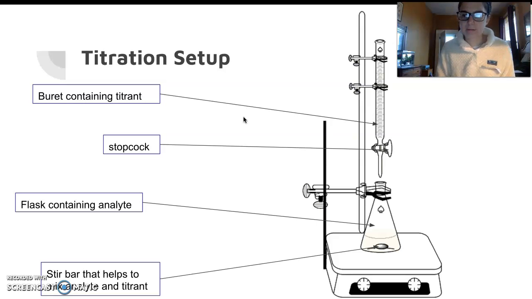So our setup for titration is pretty simple, actually. The most important thing that you've probably seen before is the burette. Okay, so this is mentioned in the Thou Shalt Not Forget notes about how to read a burette, but it's a very accurate instrument for measuring the volume of a substance.